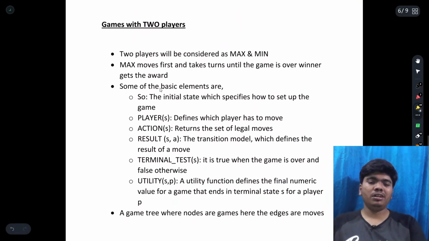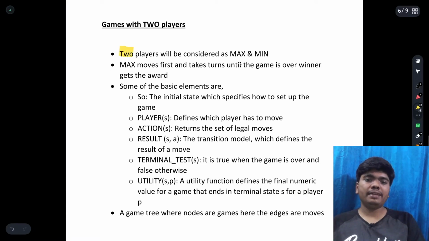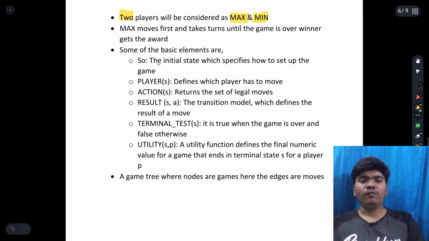Now, a game with 2 players. We consider those 2 players as max and min. Max moves first, and they take turns until the game is over. The winner gets an award. Some of the basic elements are: S0, the initial state, which specifies how to set up the game; Players, which defines which player has to move; Actions, which returns the set of legal moves; Result(S, A), the transition model which defines the result of a move; Terminal-Test(S), which is true when the game is over and false otherwise, deciding whether the game is over or not; and Utility(S, P), the utility function which defines the final numeric value for a game that ends in terminal state S for player P.